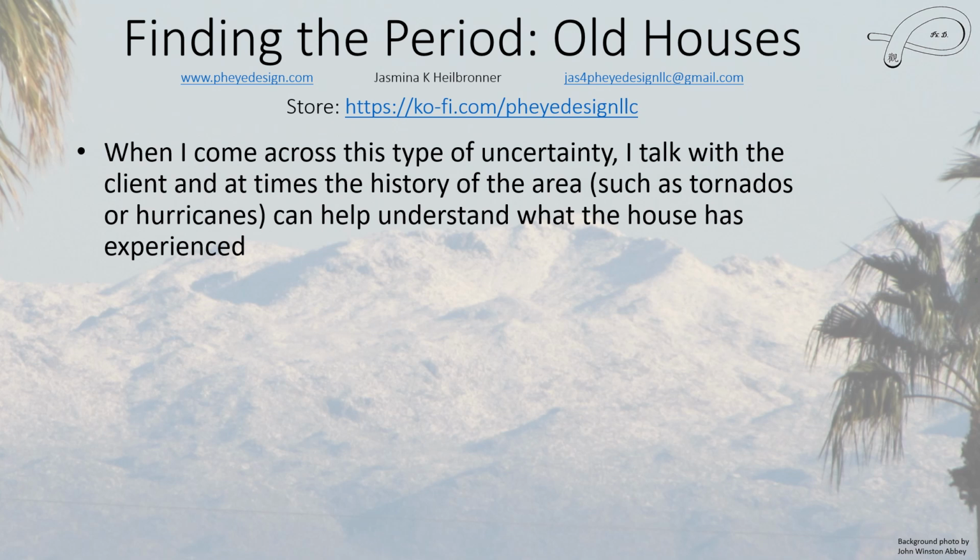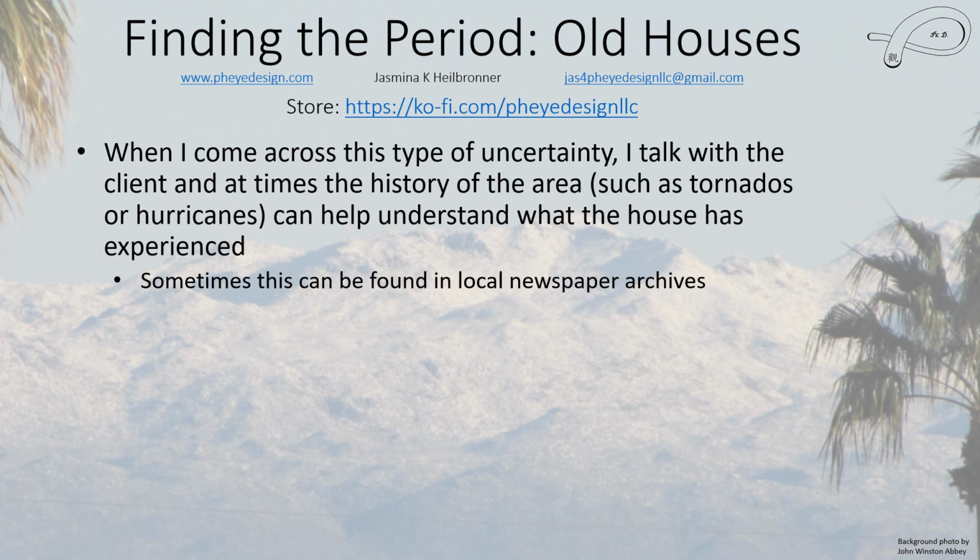Now, when I come across this type of uncertainty, I spend a fair amount of time talking to the client, and at times we look at the history of the area, such as hurricanes, tornadoes, anything that really caused a large disruption. And that can help understand what the house has experienced. And if there's been, let's say, a hurricane that damaged many, many houses, oftentimes you're out of the house for 90 days simply because you can't get somebody to come in and fix the house quick enough. The list is just too long.